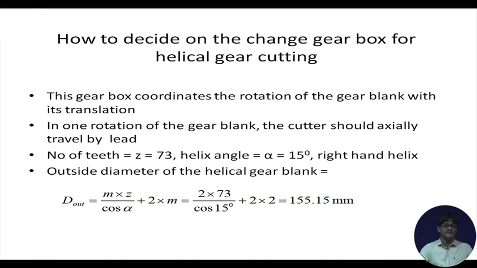If you make a mistake in the outside diameter, it is with respect to the outside diameter that you are going to apply depth of cut. So, if the outside diameter is not correct, everything will be affected. So, outside diameter has to be found out very carefully, and as we have calculated previously, it is equal to m into z divided by cos alpha. You come up to the pitch diameter, plus 2 module, you go up to the outside diameter. So, it is coming out to be 155.15 millimeters.